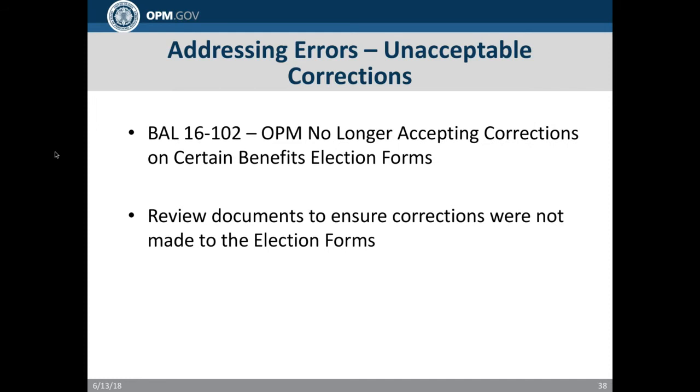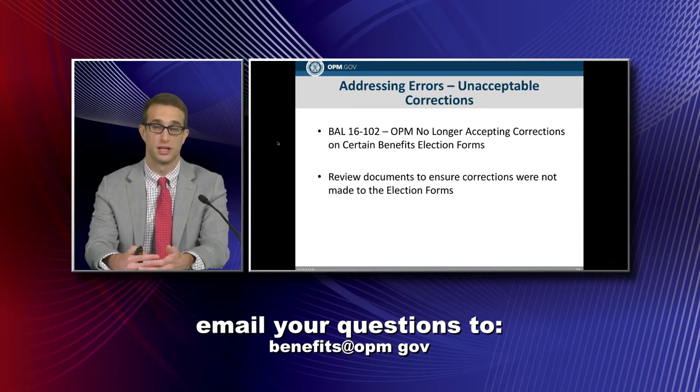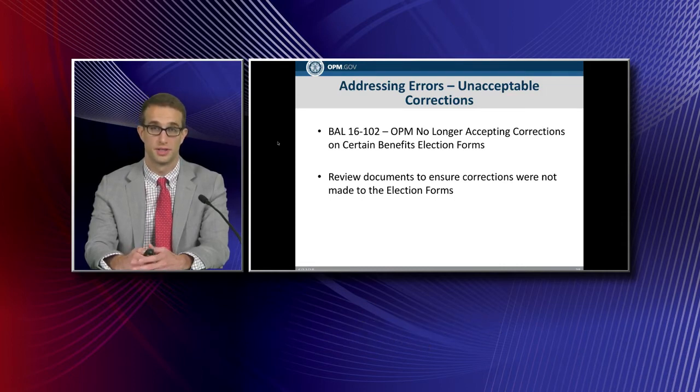And again, just to reiterate, BAL 16102 has that information, so you can review. If you go out to the annuitant or retiree and they don't want to fill out the document again, you just have to let them know that once the application package gets to OPM, we will withhold the full annuity. We won't process it until we get a clean document. So that's the best advice to give for unacceptable corrections. We can't have them. We'll request a new form, whether it's at the HR level or OPM. We're going to need a clean form.